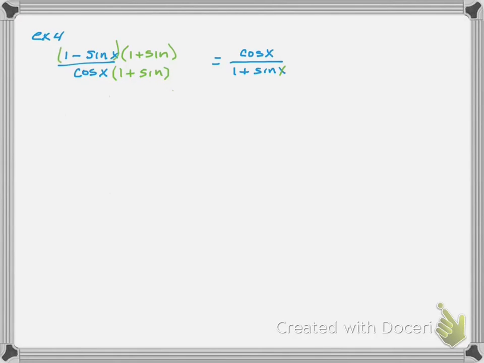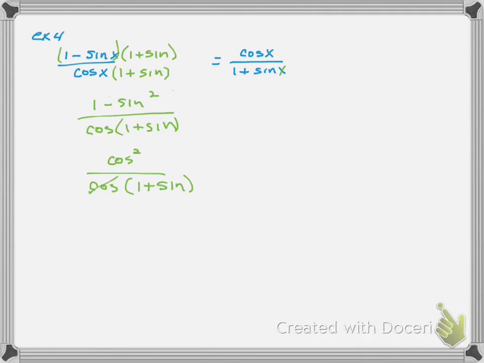So when I FOIL out this top, those are conjugates. So when I multiply that out, I'm going to get 1 minus sine squared. And on the bottom, I have cosine times 1 plus the sine. Now 1 minus sine squared, by now hopefully you're starting to recognize when you see that. 1 minus sine squared is the cosine squared. So this is cosine squared over cosine times 1 plus sine.